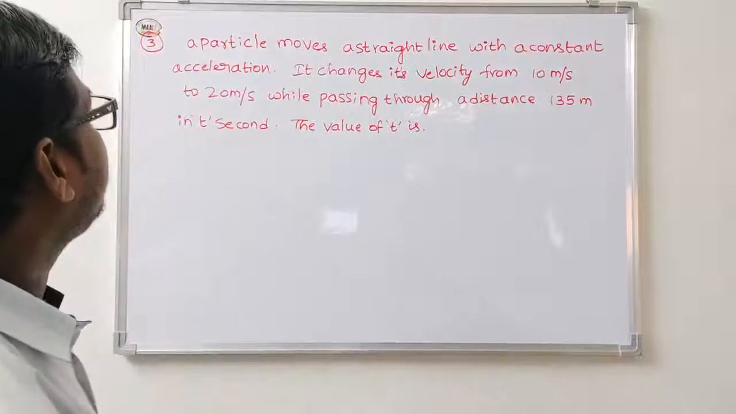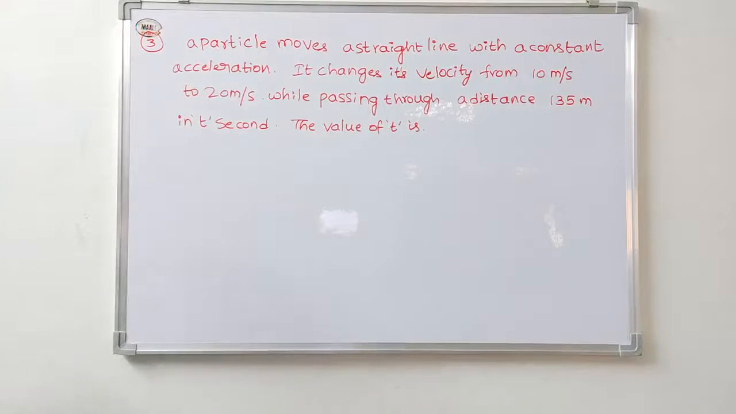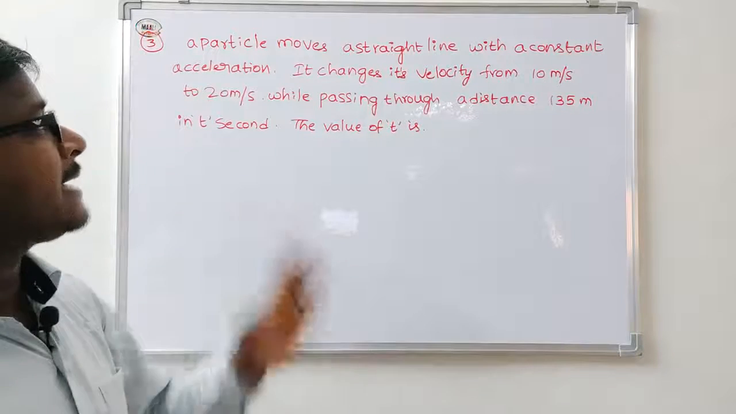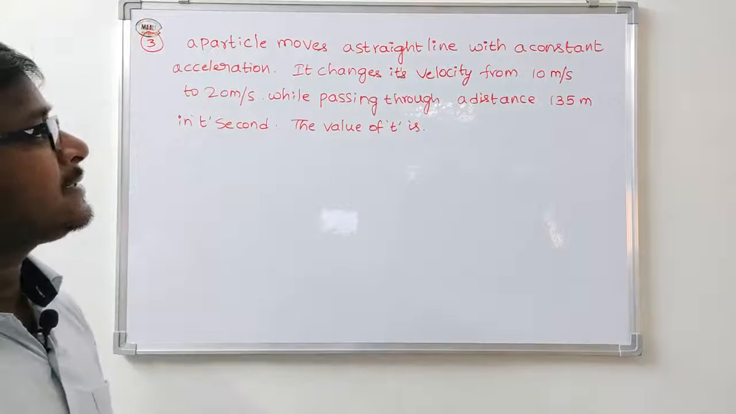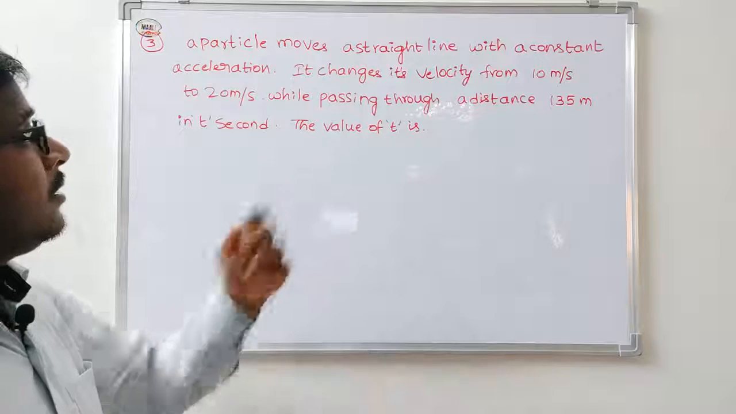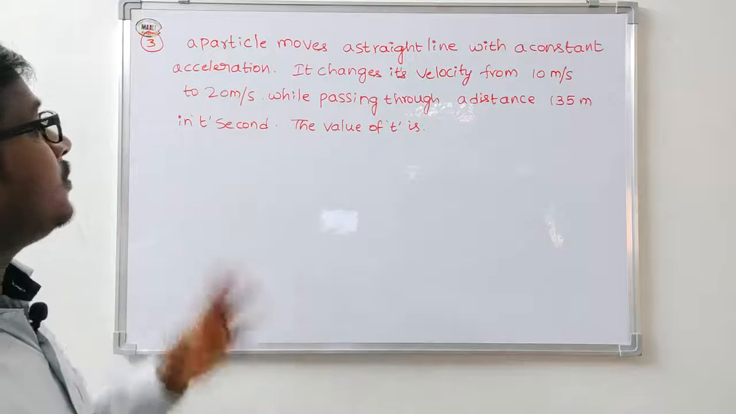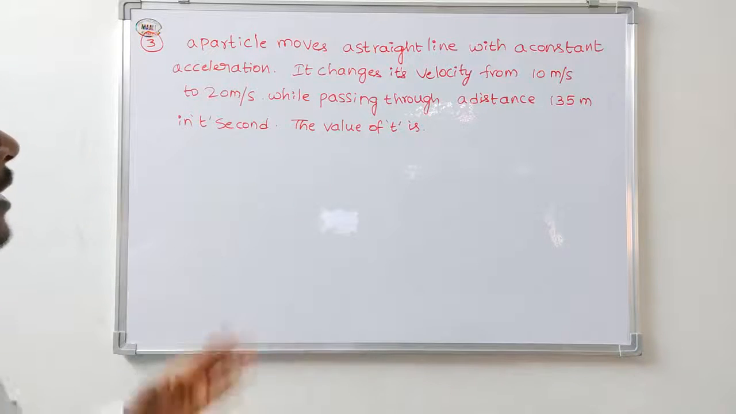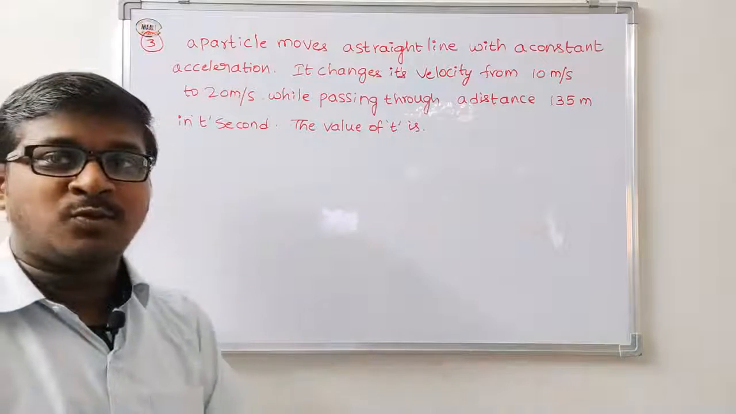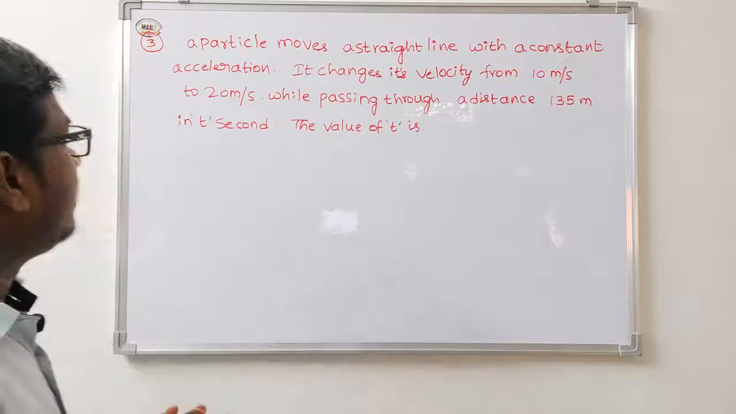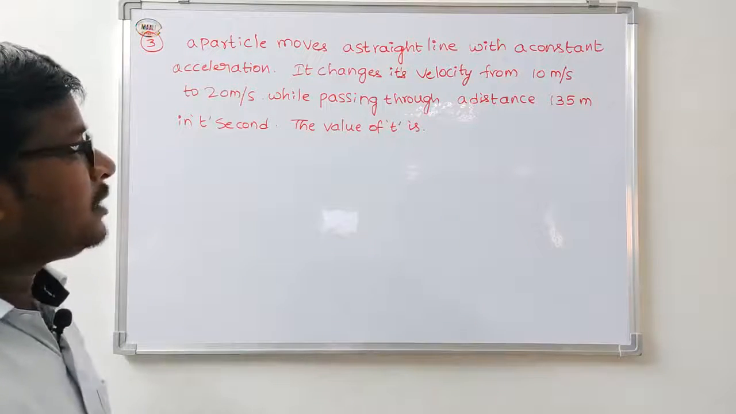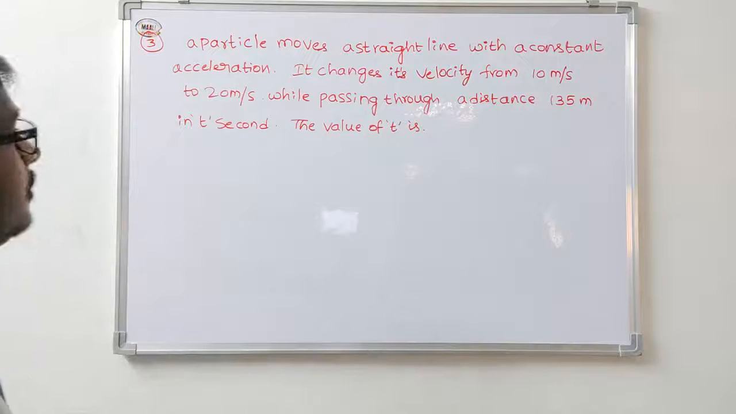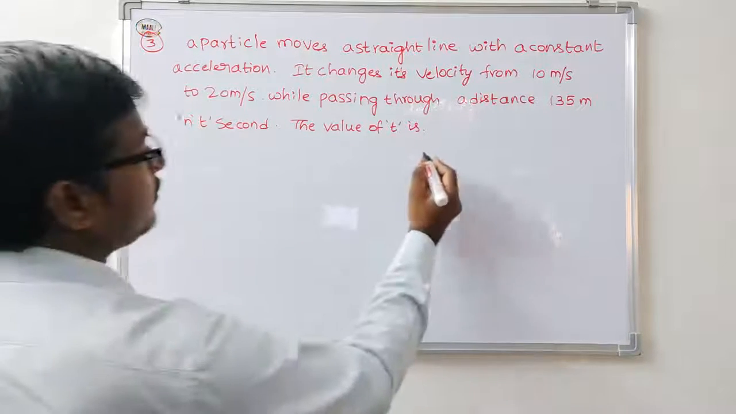In this third problem, a particle moves in a straight line with a constant acceleration. It changes its velocity from 10 meter per second to 20 meter per second while passing through a distance of 135 meter in t second. The value of t is, okay, it's a very important problem.